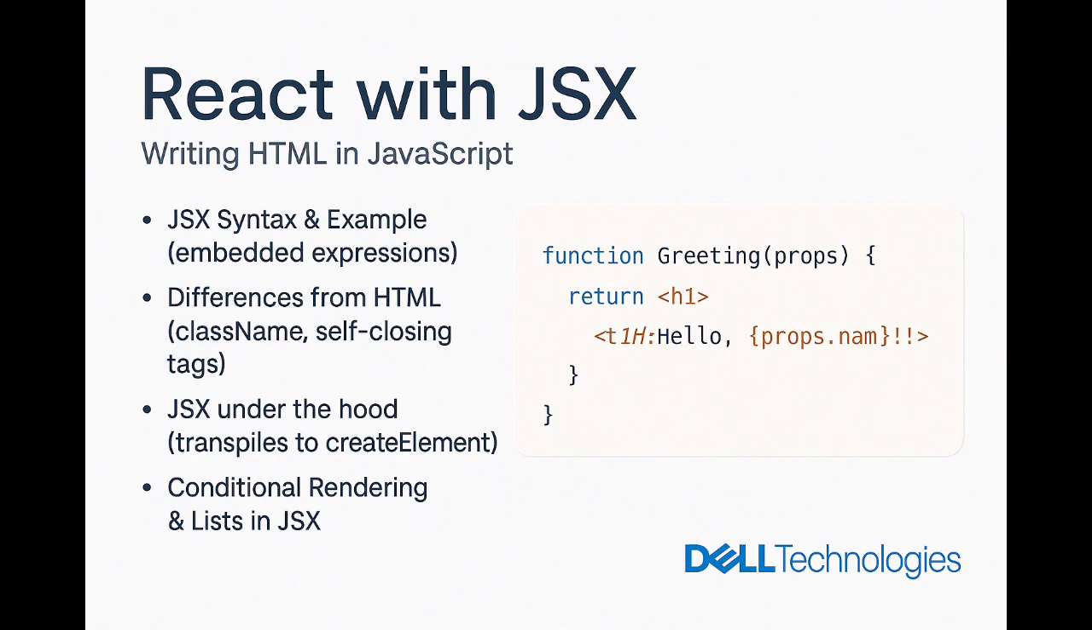JSX syntax basics. In JSX, you can write any valid HTML-like tags. You can also embed JavaScript expressions inside curly braces within JSX. For example, function Greeting(props) { return <h1>Hello, {props.name}</h1> }. Here, props.name is a JavaScript expression inside the JSX. When this runs, it will be replaced with the actual value of props.name. If props.name is Alice, the output becomes <h1>Hello, Alice</h1>. This is immensely powerful. It means your UI can dynamically reflect your data.